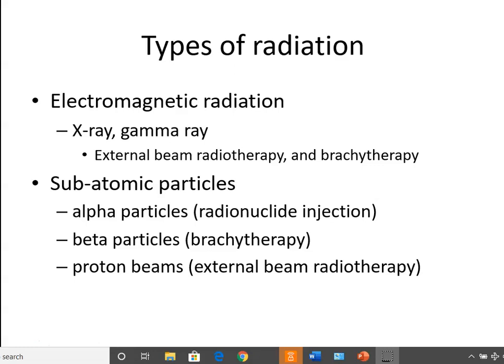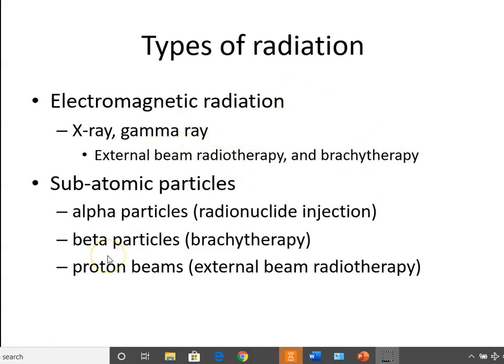Okay, so firstly I'll go through the different types of radiation that we use. So firstly we've got electromagnetic radiation, which is your X-rays and your gamma rays. These are an extension of the electromagnetic wave spectrum. You'll know it more familiarly as light. Just light is the visible part of the electromagnetic spectrum. X-rays and gamma rays are just very high energy light in effect. And we use this for external beam radiotherapy mostly.